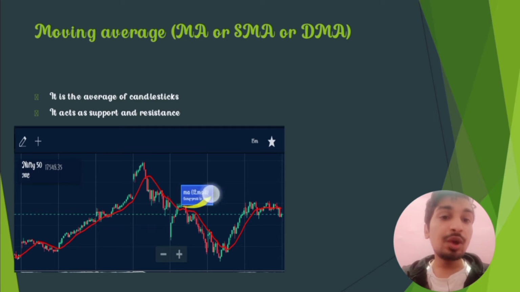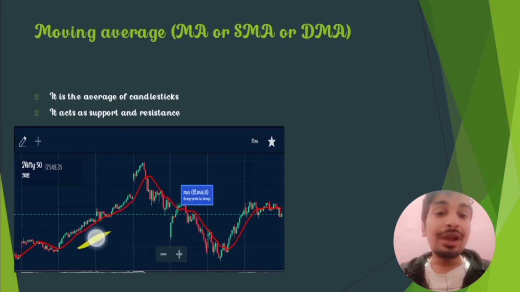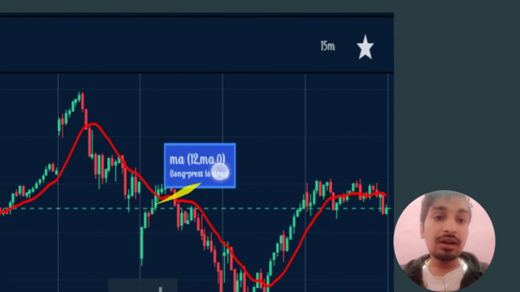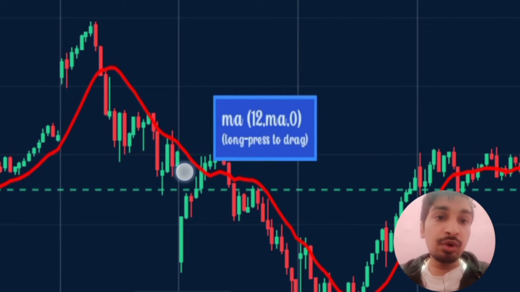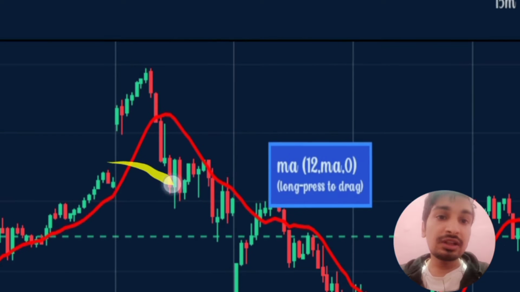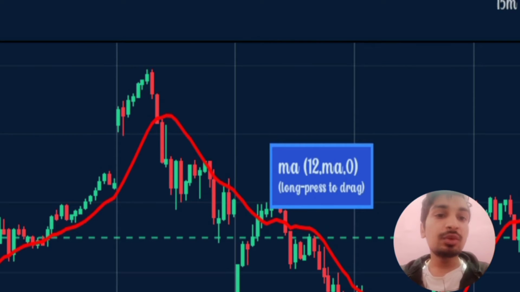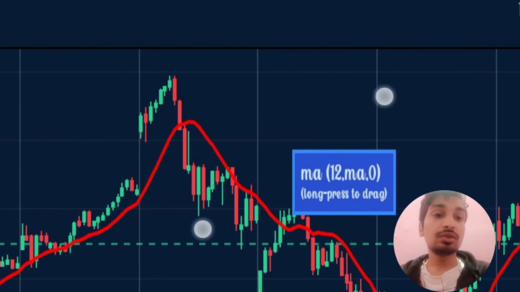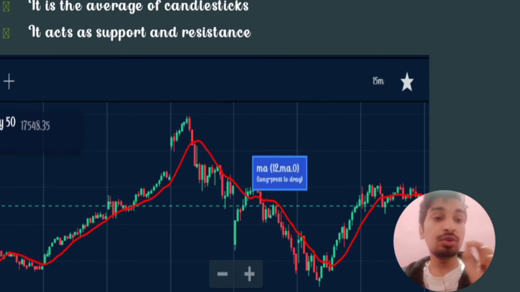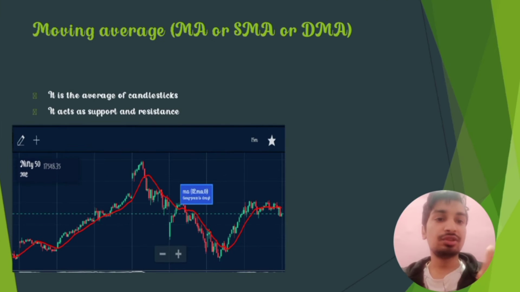So here, this is the 12 period moving average. What is 12 moving average? 12 MA means the average is taken for 12 candles. If you look closely, there are many candles, right? The recent 12 candles, the average of the 12 candles is being plotted. So you keep plotting, you draw a graph for the averages. So 12 candles average is taken and plotted. That is called the 12 moving average.